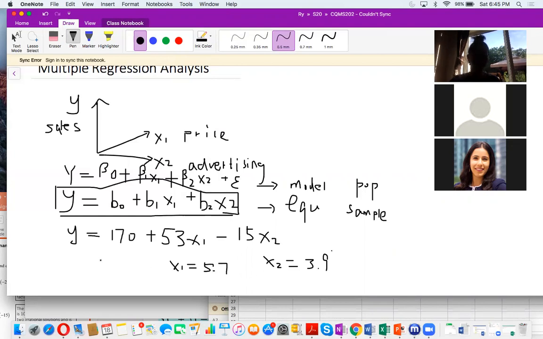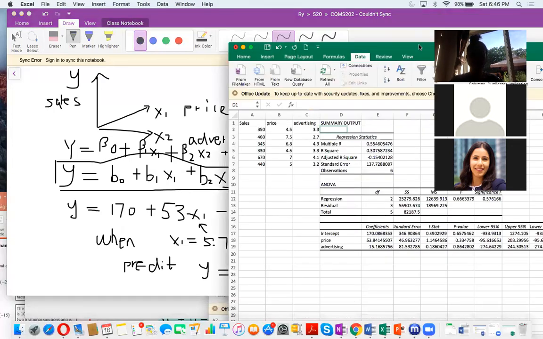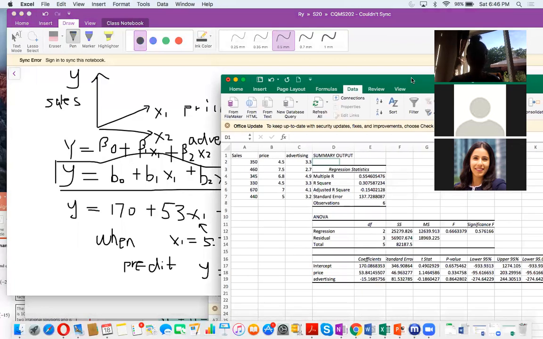So this is 1, and you can predict sales Y by just plugging this x1 with 5.7 and this x2 with 3.9, you can get the predicted Y. Is that clear? How do you get this linear equation? And also the outcome here, every number is important.